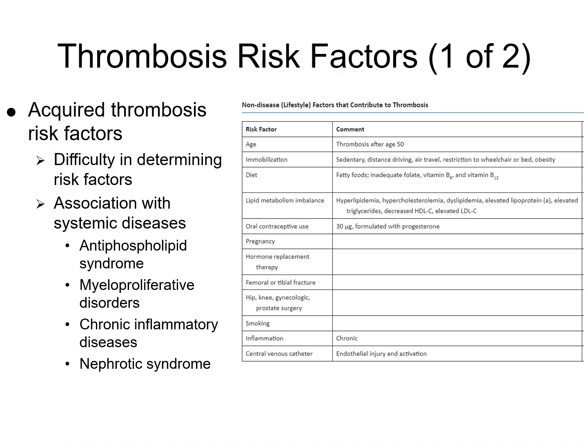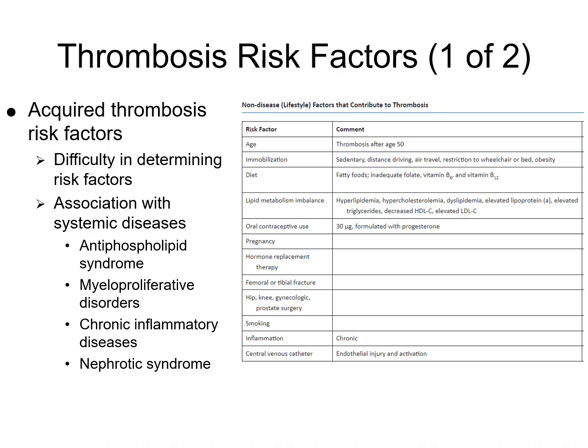So antiphospholipid syndrome. This is an autoimmune disorder characterized by the presence of antiphospholipid antibodies that promote thrombosis by interfering with normal anticoagulant mechanisms. We also have myeloproliferative disorders, so diseases like polycythemia vera and essential thrombocythemia can cause increased blood cell production, which thickens the blood and predisposes to clot formation.